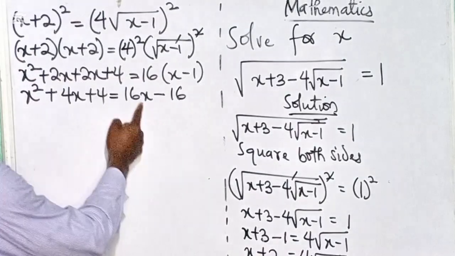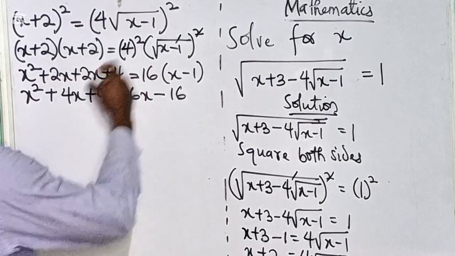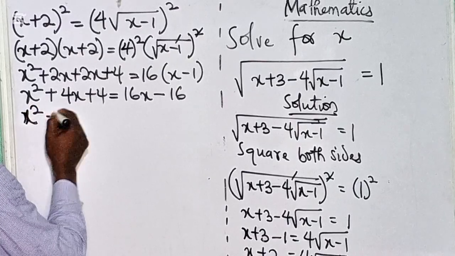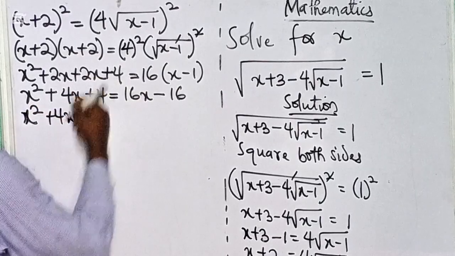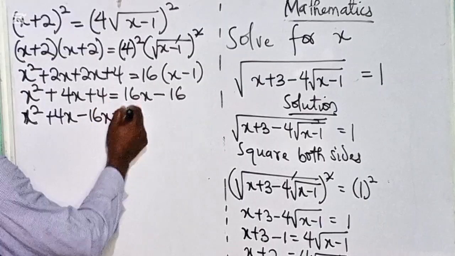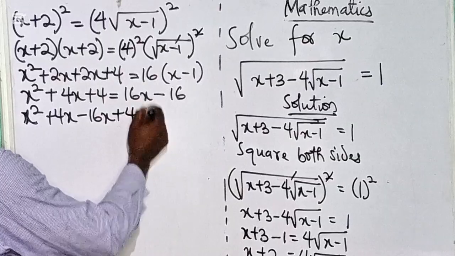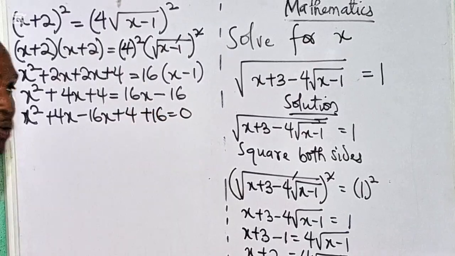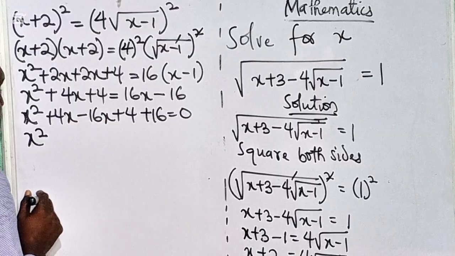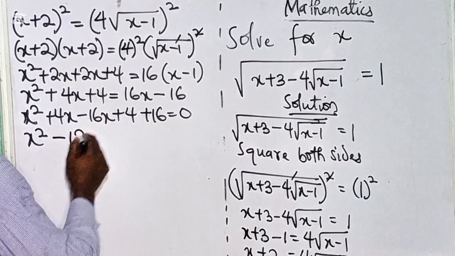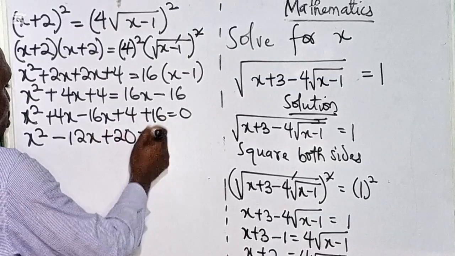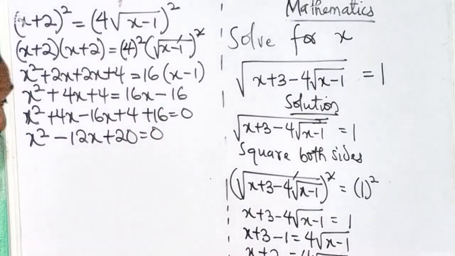All right, so I'm bringing 16x to this side and minus 16 to this side of the equation. So I have x squared plus 4x, then minus 16x, then plus 4, and minus 16 comes in, becoming plus 16, equals 0. So this becomes x squared. 4x minus 16x will give us minus 12x. Then 4 plus 16 gives us 20, equals 0. Now we have a quadratic equation.